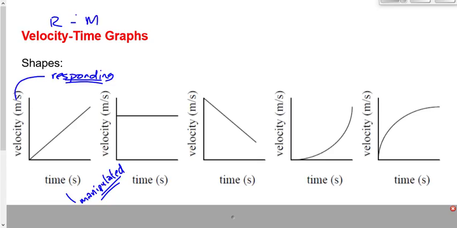The graph is always titled the responding variable versus the manipulated variable, or the y-axis versus the x-axis. Now, what I want to do for the next minute or two is take a look at shapes of velocity time graphs, identify what they represent, just like we did with position time graphs, and then look at how to find things from velocity time graphs.